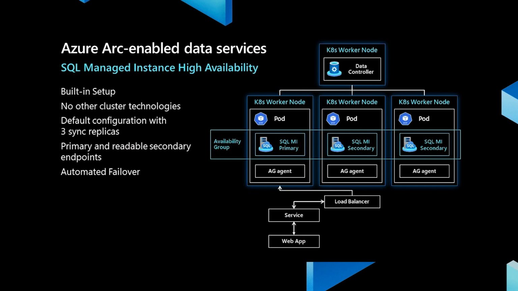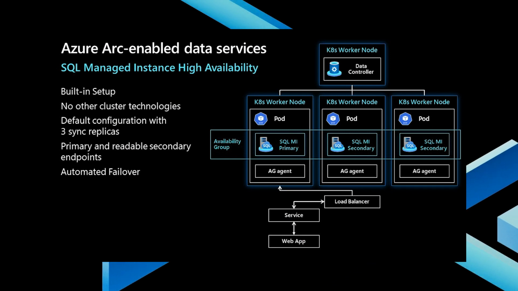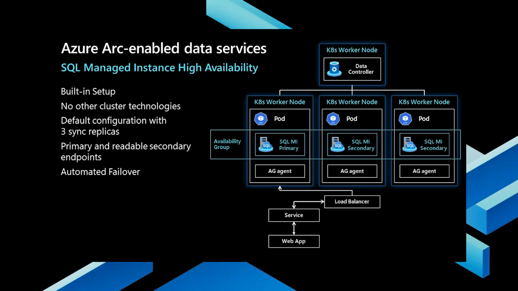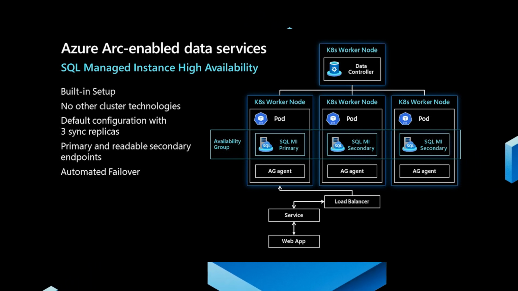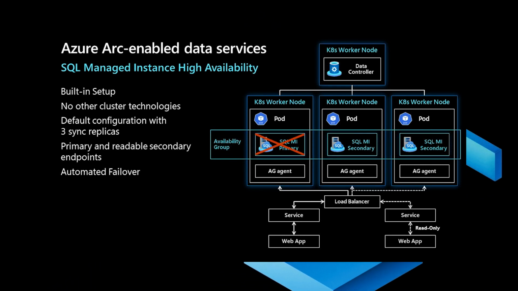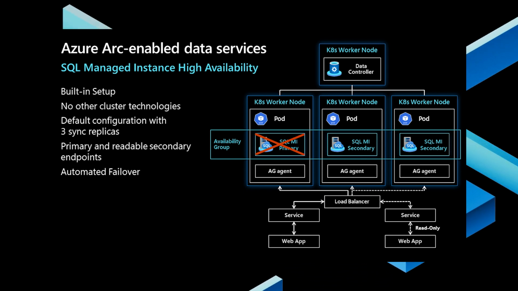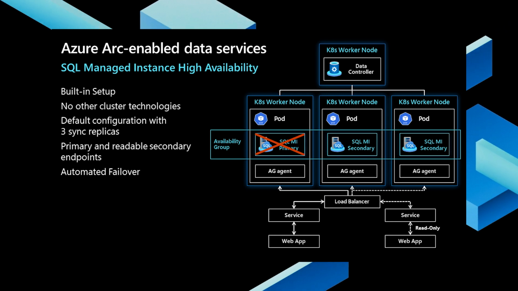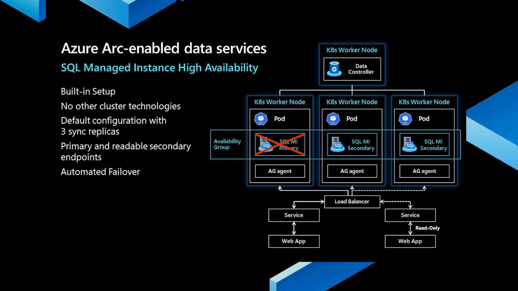With the business critical service tier, the high availability feature of Azure Arc enabled SQL Managed Instance allows you to deploy 3 replicas or 3 copies of your SQL instance for increased availability. In the event of a node or a pod failure, the HA orchestrator pod will promote a secondary replica to become the new primary and automatically redirect your application connections to this new primary. This will enable your applications to continue working without any manual intervention.